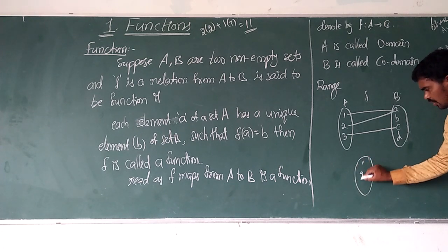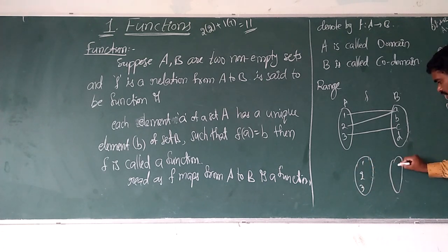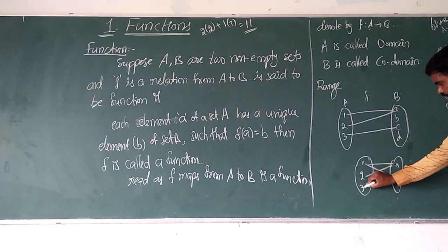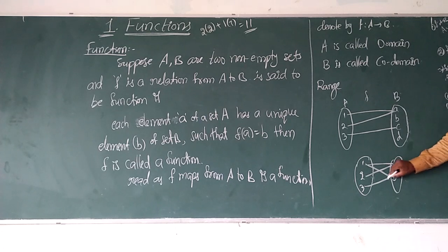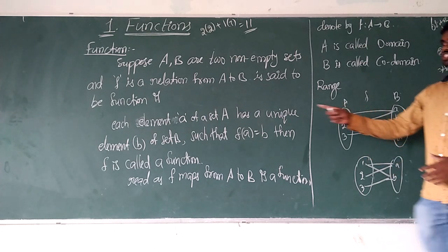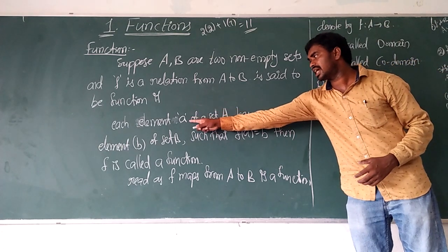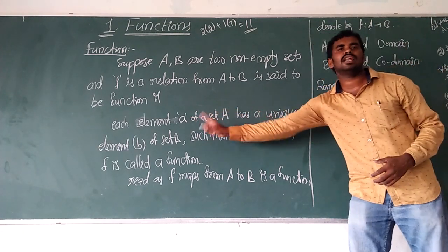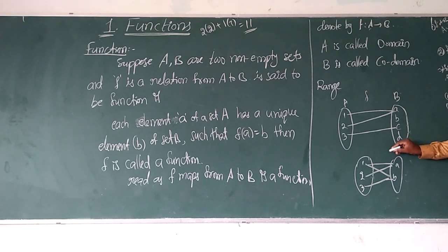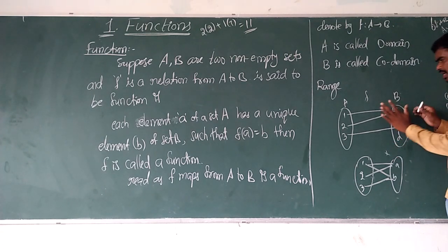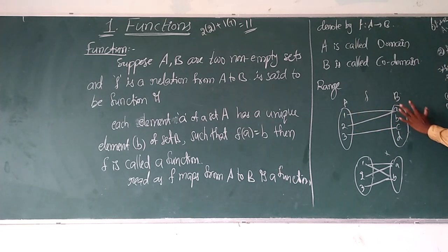For example, 1, 2, 3, A, B. 1A, 1B, 2A, 3. So this is not a function because 1 has 2 images. But what is the definition? An element has only a unique element in B. So this is not a function. So function means every element of A has a unique image in B.